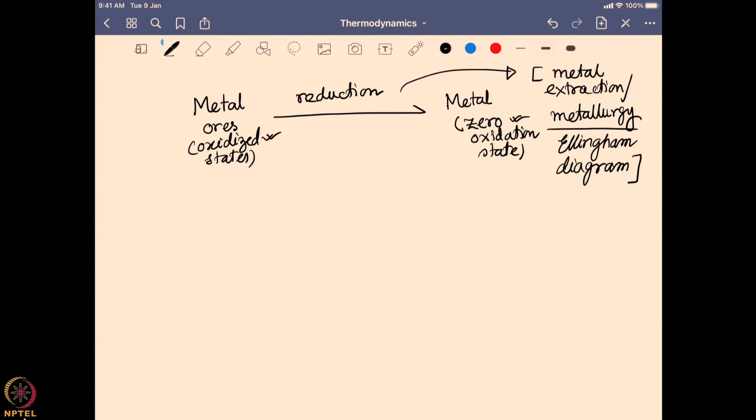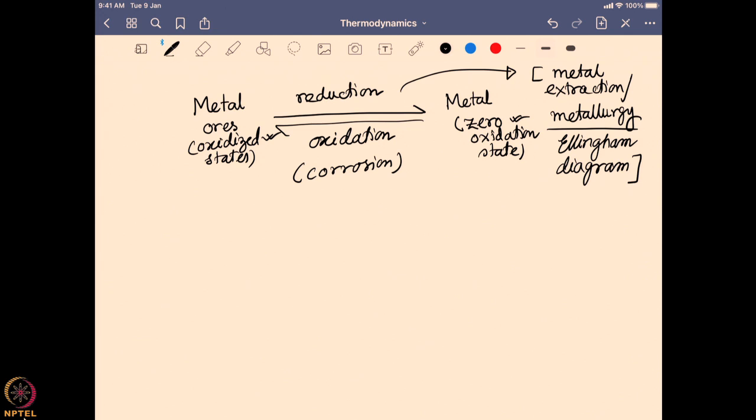Now what happens if I keep the metal present in the atmosphere? Is it going to stabilize it in its zero oxidation state? Most of the time not. They actually react with the atmosphere and come back. It gets oxidized. It oxidizes back to its original ore state. And this is actually known as corrosion.